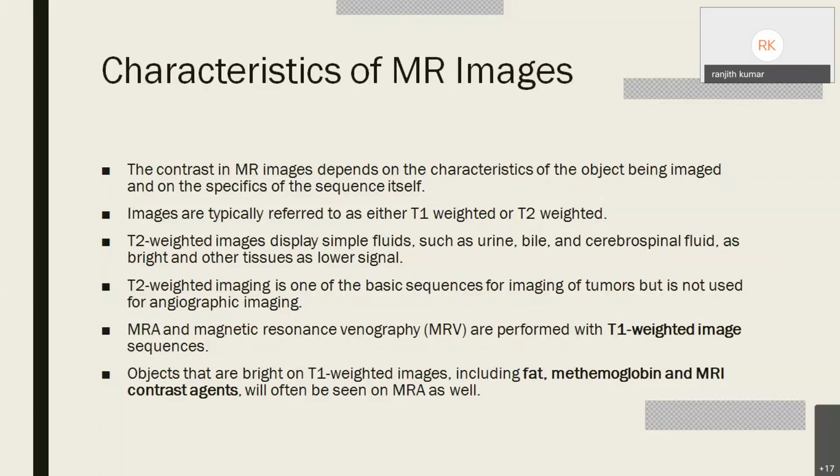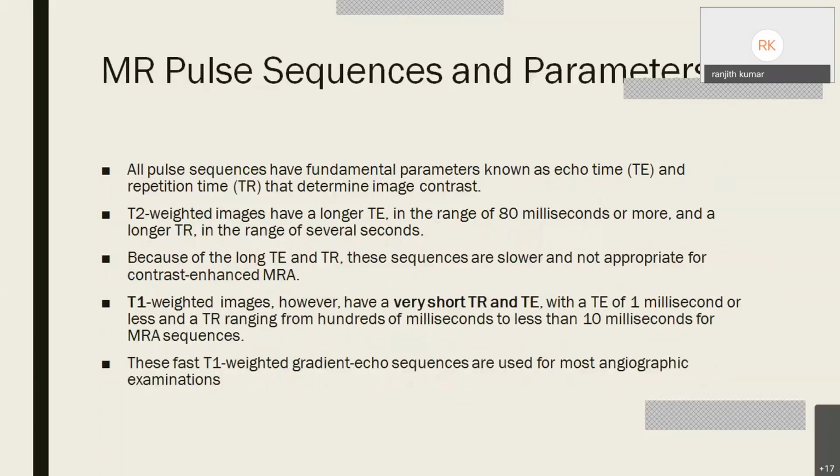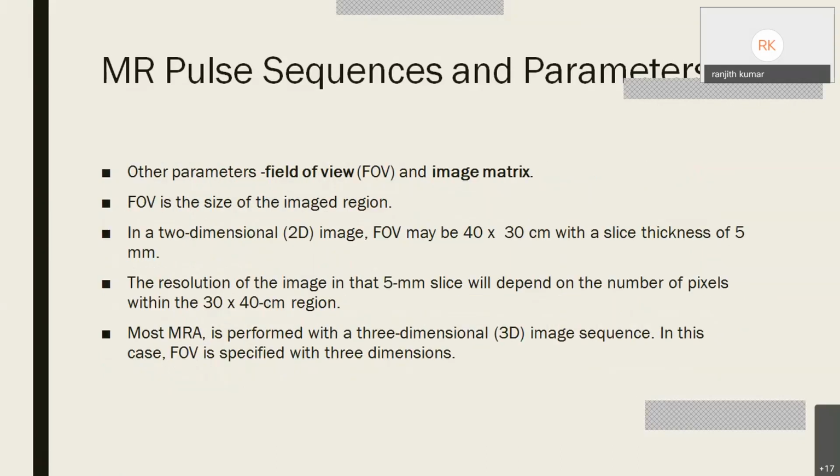In MR angiography or venography, we use a T1 weighted image sequence because the echo time and the repetition time should be low to get a proper MR angio. In T2 weighted images, these are longer, whereas in T1 weighted images, they have a very short echo time and repetition time of 1 second and 10 milliseconds respectively. So we can get an angiographic evaluation through T1 weighted images.